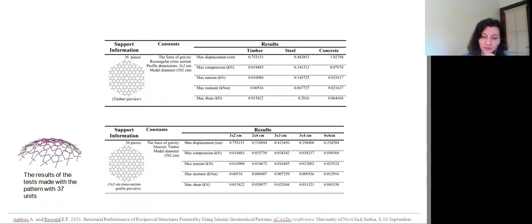The last test is with the 37 units pattern. This pattern is 582 centimeters in diameter. It was seen that steel still showed less displacement value than the other materials. The results of the maximum compression, maximum tension, maximum moment, and maximum shear were the lowest in the timber systems. The larger diameter of the model gives a larger maximum displacement value. As the dimension of the cross-section increases, the maximum displacement value decreases.